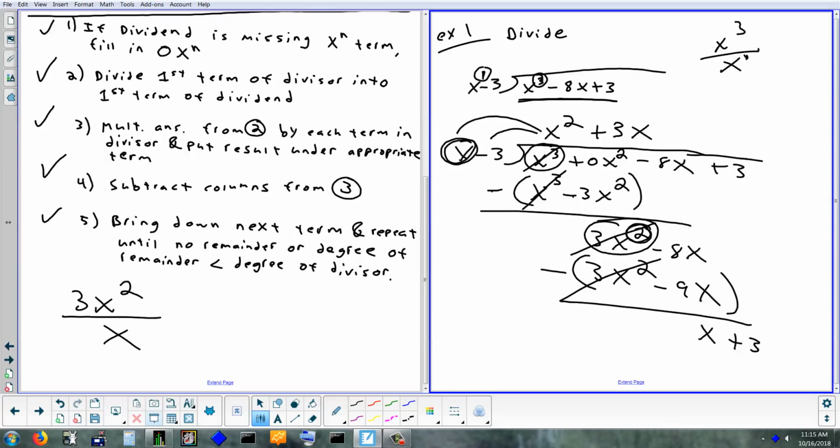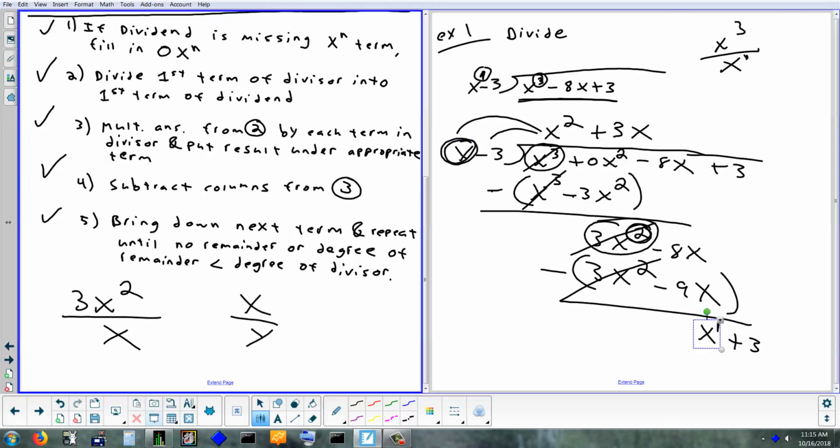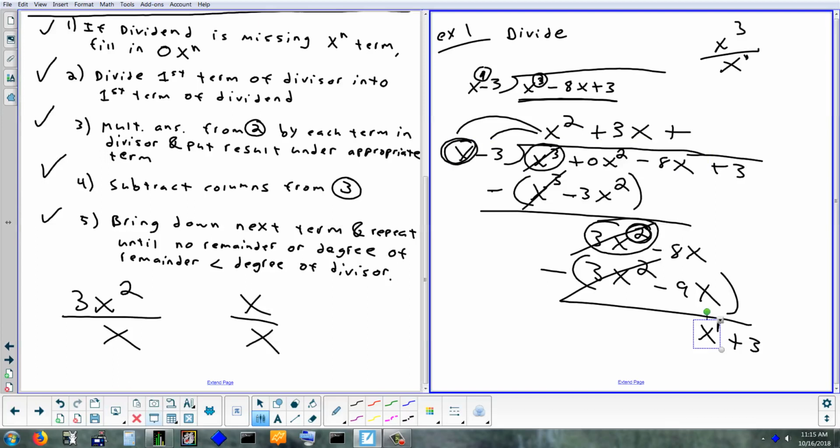Now look at the exponent. Exponent on x is a 1. Exponent on the outside was a 1. So now it's not less yet, but it will be. So this is the last time through, and then we're done. All right. So divide x into x. What's x divided by x? 1. If the directions said find the quotient, you're done. That's the quotient. Okay. If they want the remainder, we got to keep going.